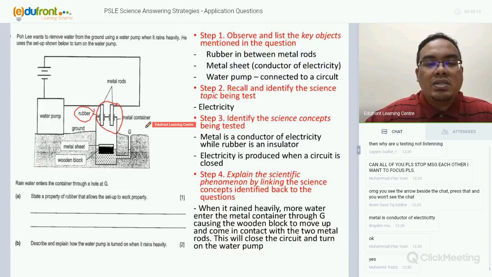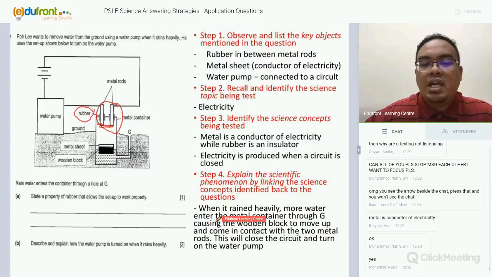So what happens when it rains? When it rains, water will flow through G here. So when it rains heavily, water will flow through G, causing the water in the metal container to rise. When the water level rises, the wooden block and the metal sheet will also rise, right? It will rise until it comes in contact with the two metal rods. So what happens when it comes in contact with the two metal rods? It will form a closed circuit.